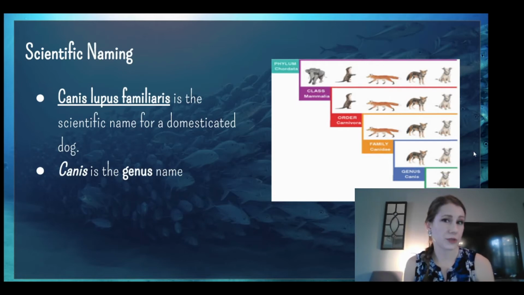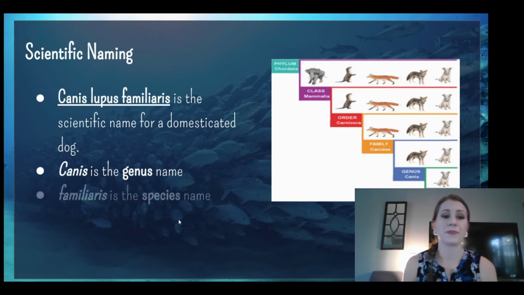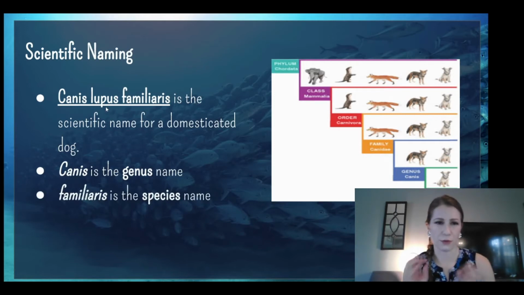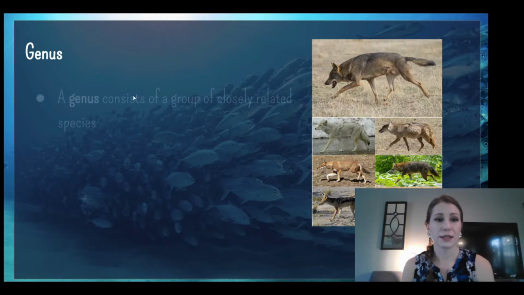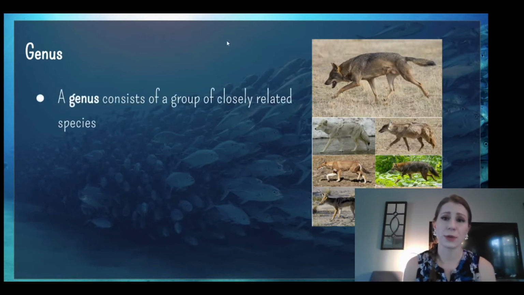Genus is a very closely related group of organisms. Now, familiaris is our species name. So Canis and then lupus is kind of referring to wolf. And our species name is just that domesticated version, and it's our dogs. Genus consists of a group of closely related species.